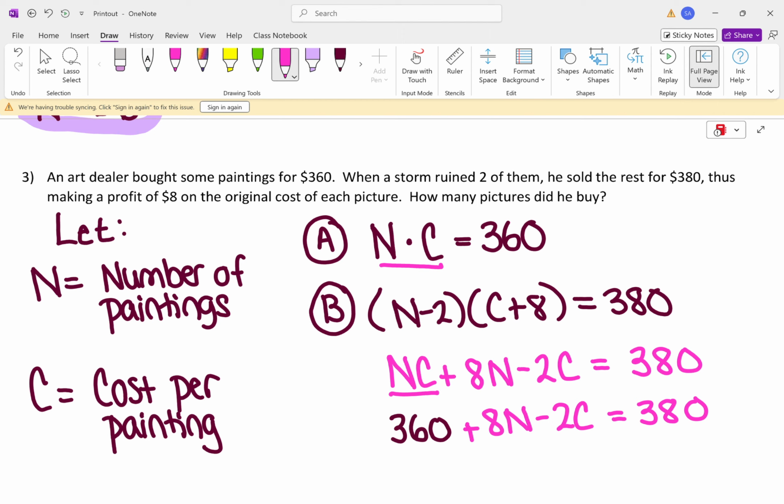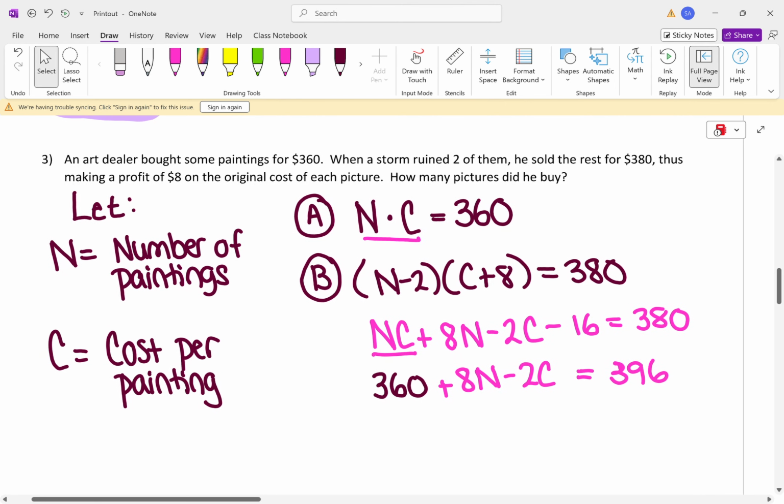What's wrong? Before you continue, you forgot the minus 16 on the FOIL. So it equals 396. Oh, thank you. I knew something went wrong when all those hands went up. It's a minus 16. I appreciate you. I could bring that 16 to the other side to make it 396. Now we good? Good.